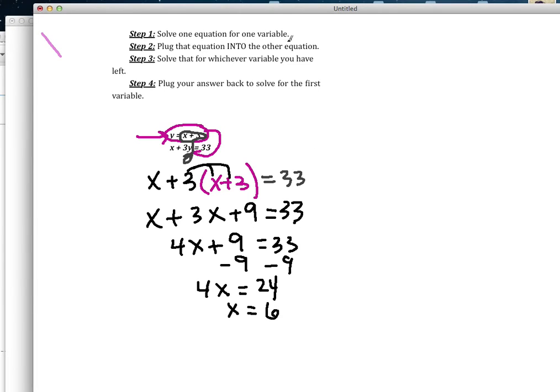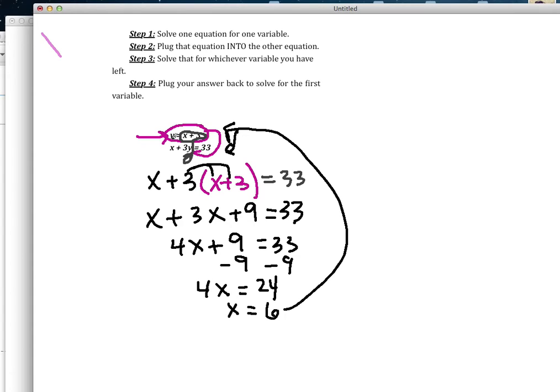Okay, so far we solved one equation for a variable. That was done for us. Step 2, we're plugging that equation into the other one, and we solve for the variable that we have left. So we've done all that. Now we just need step 4. Step 4 says plug your answer back in to solve for the first variable. Okay, so all we're doing here is we found our x coordinate. We also need to find our y coordinate. So we can take this x equals 6. We can plug it into either one of these equations.